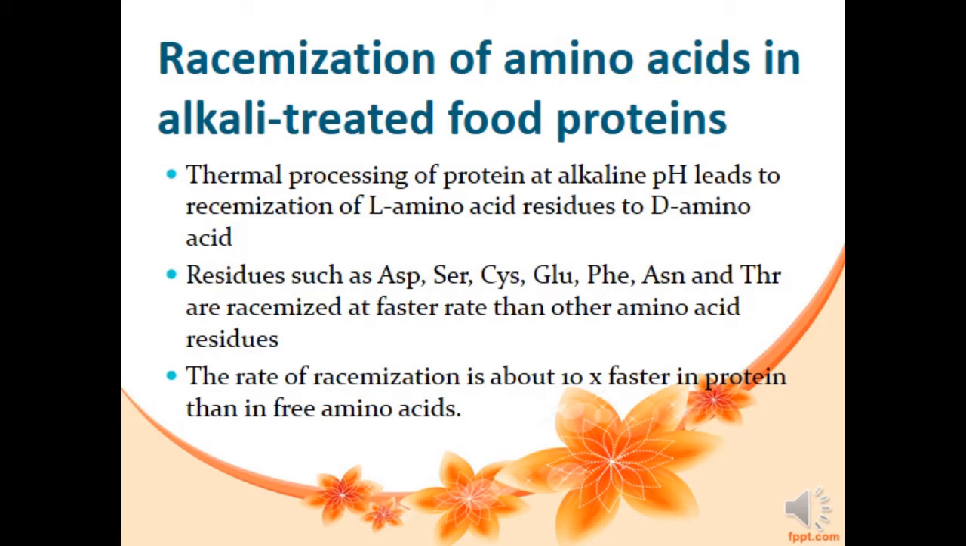So the residues of amino acids like aspartic acid, serine, cysteine, glutamic acid, phenylalanine, asparagine, threonine. These kinds of amino acids are racemized faster than other amino acids, and it is 10 times faster in protein than in the free amino acid itself. Okay, so if your protein is composed of all these joined by peptide bonds, it will racemize 10 times faster compared to the individual amino acid itself.